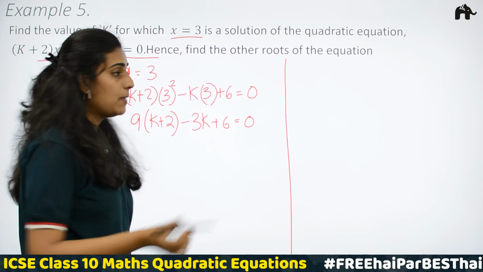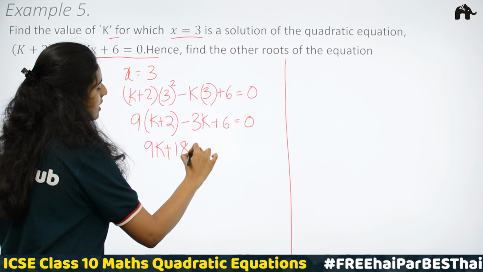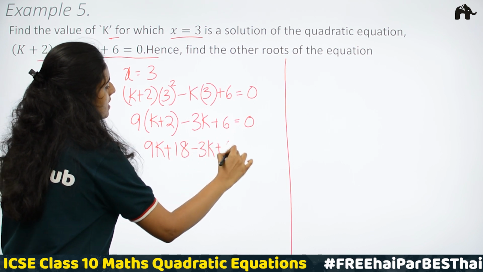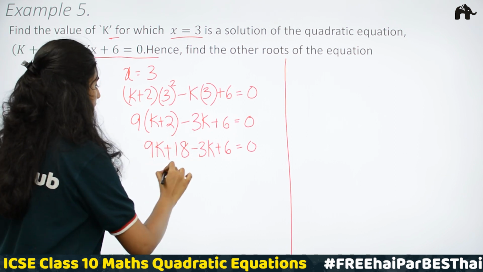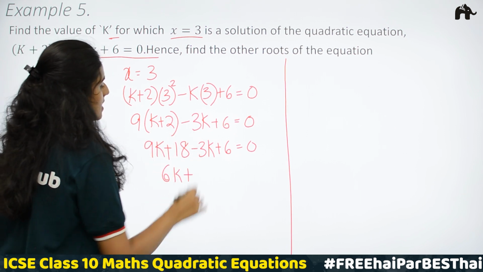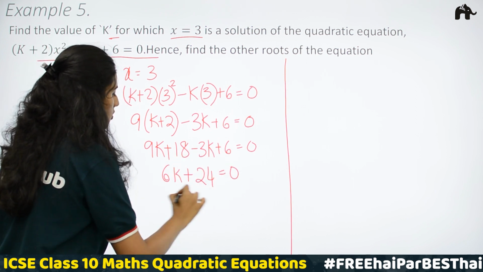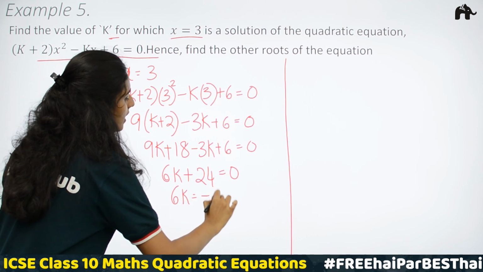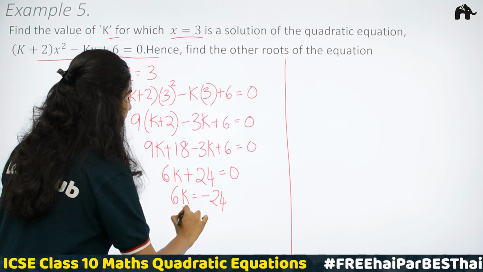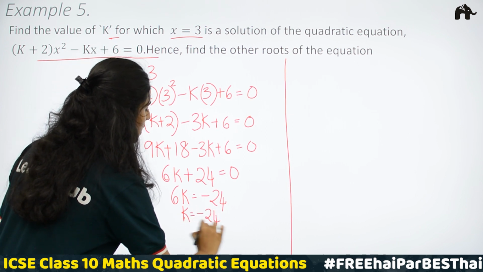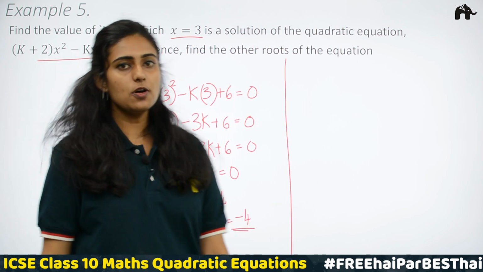Removing brackets and multiplying, we get 9k plus 9 into 2, 18 minus 3k plus 6 is equal to 0. 9k minus 3k is 6k. 6k plus 18 plus 6 is 24 is equal to 0. 6k is equal to minus 24. Taking this 24 to the opposite side, it becomes minus 24. Then k is equal to minus 24 divided by 6, that is equal to minus 4. k is equal to minus 4.